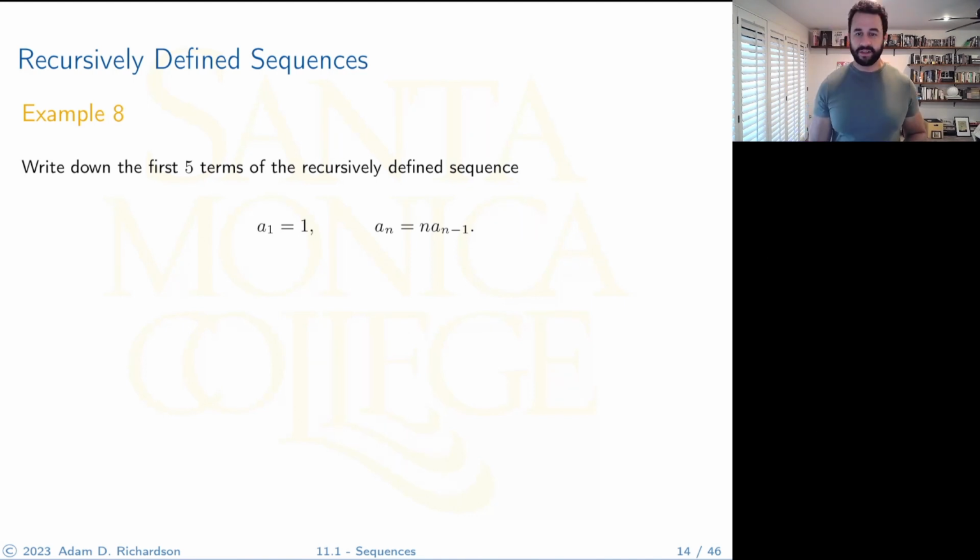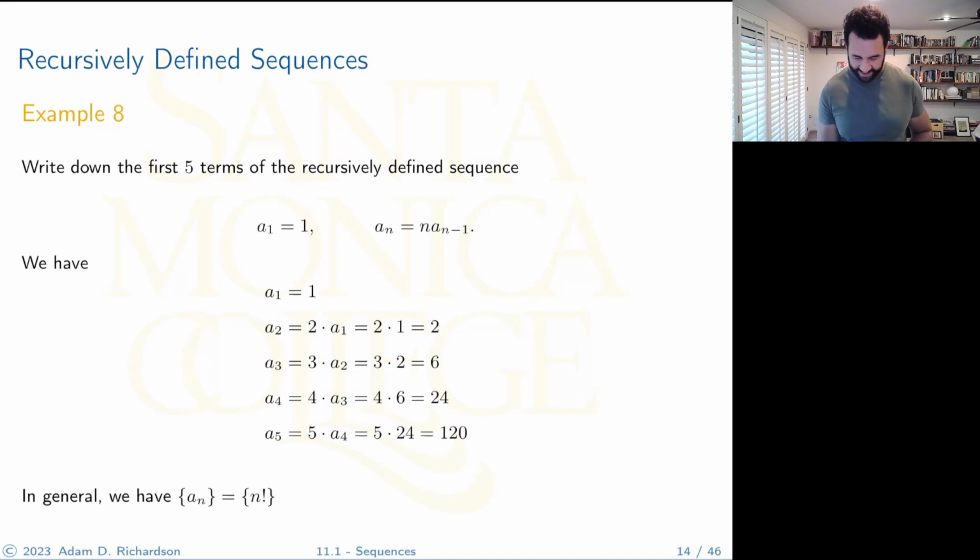All right, let's take a look together. a1 is 1, a2 is 2 times the previous term, so you get 2 times 1, which is 2. a3 is 3 times the previous term, so you get 3 times 2, which is 6. a4 is 4 times the previous term, so you get 4 times 6, which is 24, and so on. Maybe you recognize these numbers from a previous slide, but this is actually the factorial function. This is the recursion relationship for the factorial function. That's what this is saying: n times the previous term.